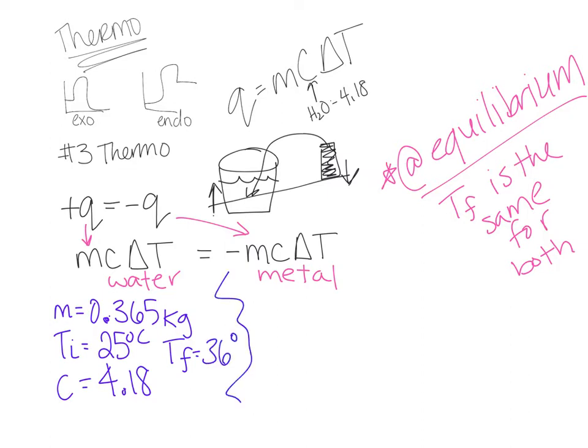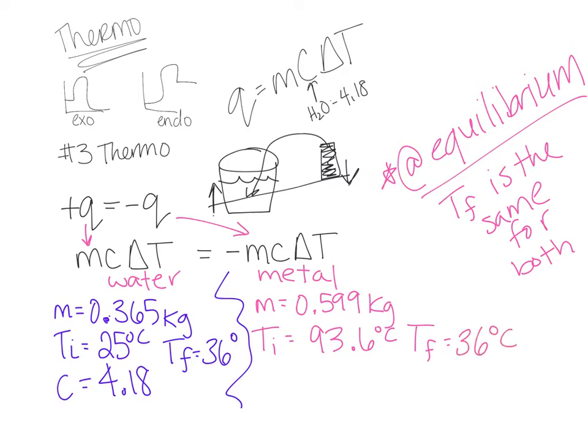All right. Let's go through and write down our metal stuff now. The metal stuff, we have a mass of 0.599 kilograms. This is where that part's going to cancel out. The temperature initial, what did the metal start at? 25? No. Oh, it's heated to 93.6 degrees Celsius. Where does it end though? 36 degrees Celsius. Yeah, so then it'll balance it out. All right, and then the C, if you notice, is what they're asking for. They want to know what is the specific heat. Okay?